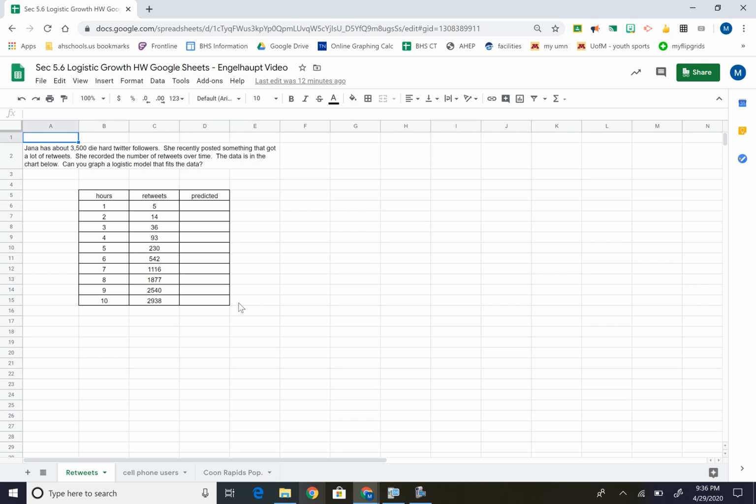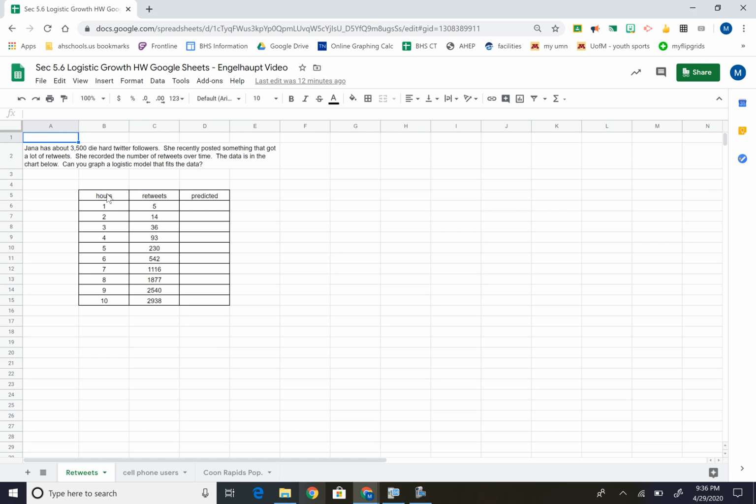Okay, so let's start with tab 1. It says Jana has about 3,500 diehard Twitter followers. She recently posted something that got a lot of retweets. She recorded the number of retweets over time. The data is in the chart below. Can you graph a logistic model that fits the data?